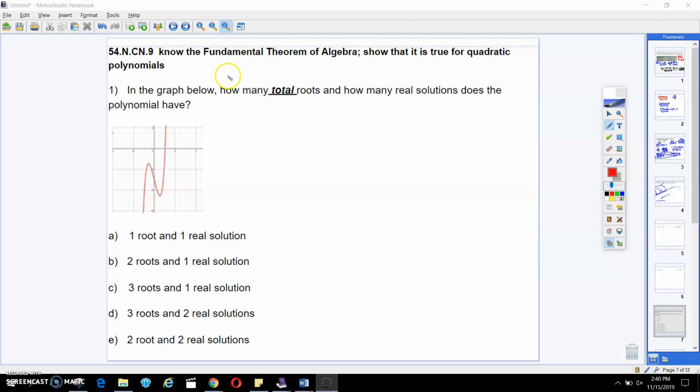All right, so on this one, it's the fundamental theorem of algebra. So this is talking about, for instance, if my leading coefficient has an exponent of 3, I'm going to have 3 solutions. That's really what the fundamental theorem of algebra is stating. With that being said, this is asking how many real solutions we have and how many total roots we have. If it's a real solution, it's going to cross the x-axis.